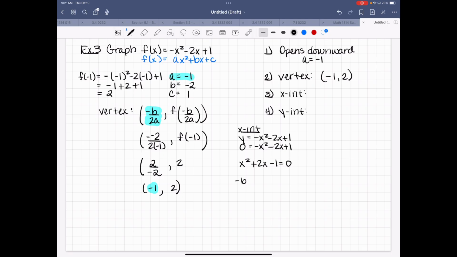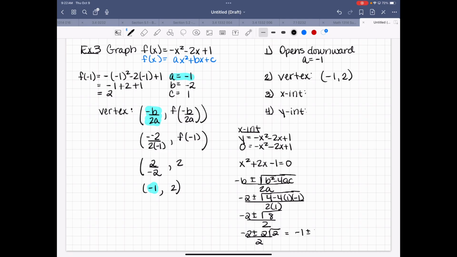So I've got negative b plus or minus the square root of b squared minus 4ac all over 2a. That's going to give me negative 2 plus or minus the square root of 4 minus 4 times 1 times negative 1, all over 2 times 1. That's going to give me negative 2 plus or minus the square root of 4 plus 4, which is 8, over 2. And that's negative 2 plus or minus 2 square roots of 2, because 8 is really 4 times 2, all over 2. The 2 can go into the 2s outside, giving negative 1 plus or minus the square root of 2.